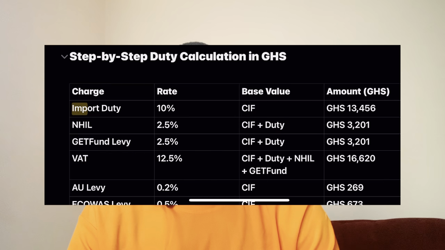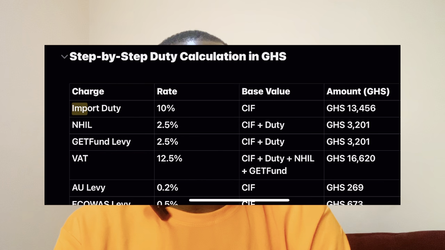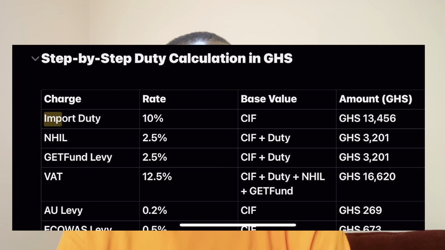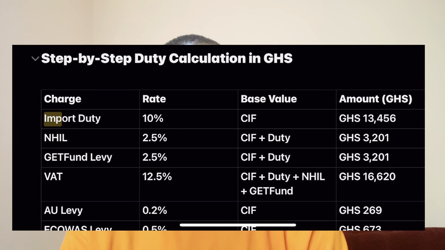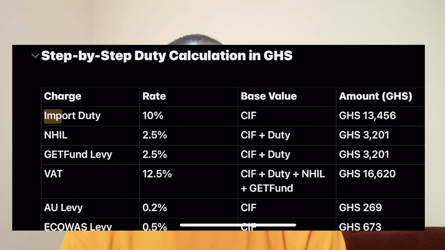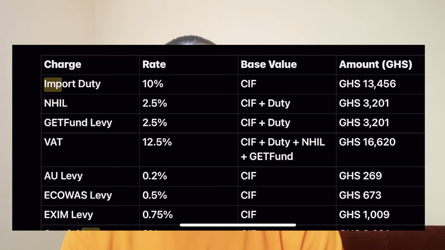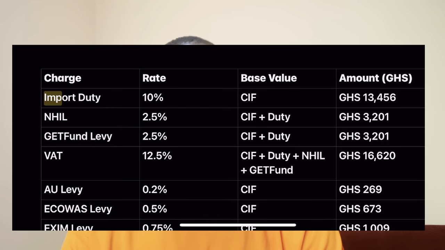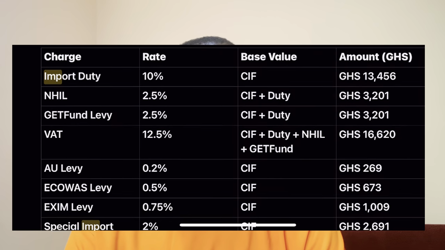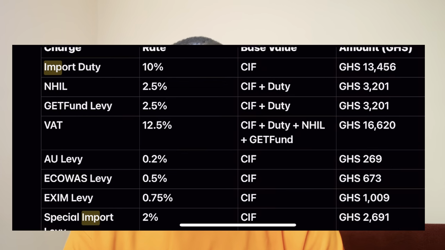Without wasting time, I'll go straight to the point. So step by step, the calculation in Ghana cedi. We have charges, rates, base value, and then the amount. Base values are grouped into what? CIF, and duty, GETFund, NHIL. These are the base values.